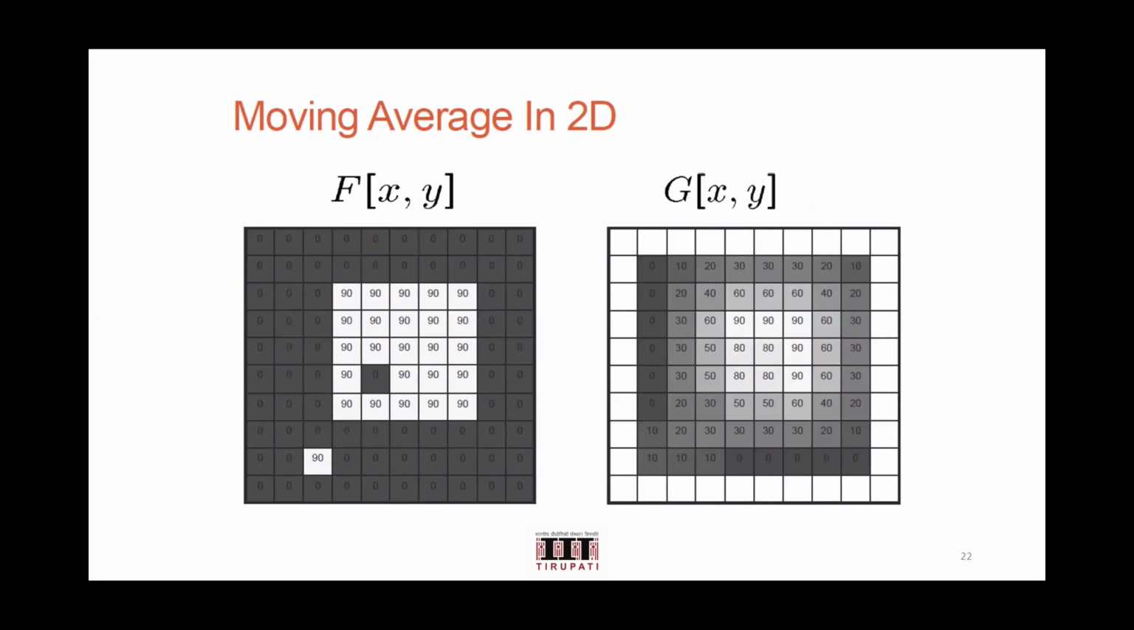Suppose this is your input image, then this is what you are going to get as an output image after convolving it with a moving average filter. So you could see here, originally there is just one value. So can you say what kind of noise it is?